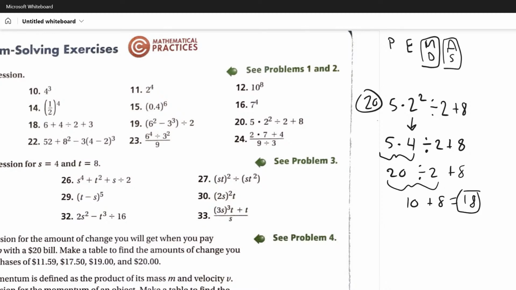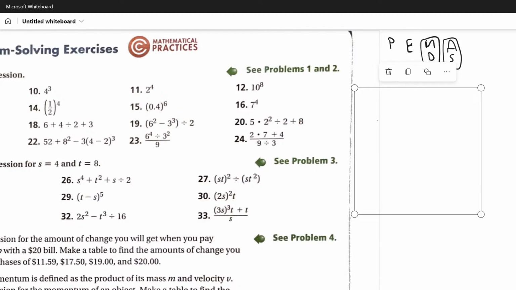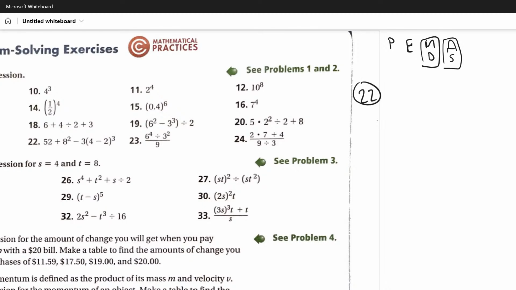I have, oh, wait, no, I need that. And I have this, and I'm going to trash can all that. Okay. Let's go with number, look at number 22. That one looks nasty. Number 22.